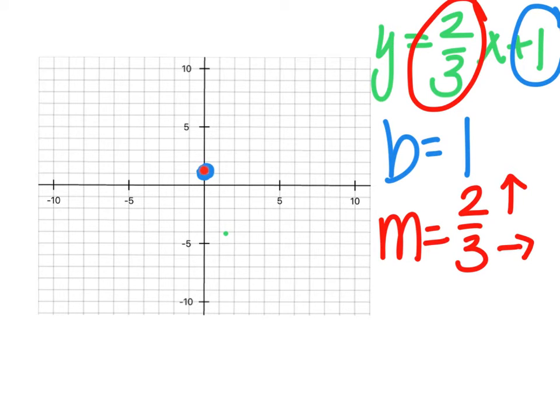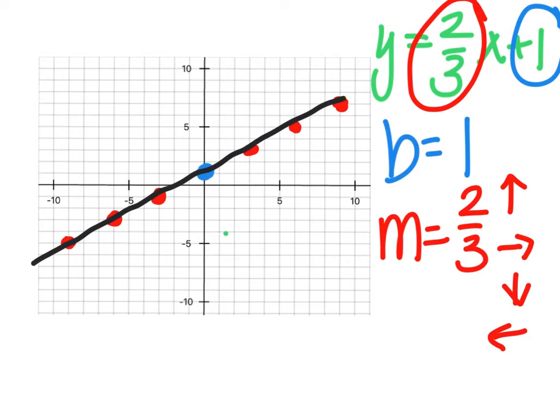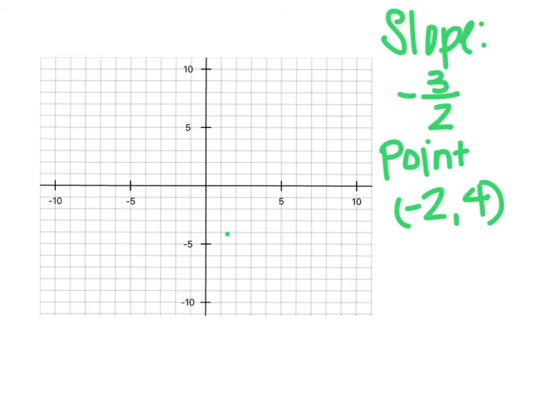So from my beginning, I'm going to rise 2 and run 3, and rise 2 more and run 3 more, and rise 2 more and run 3 more. And I can't do that again because I'm going to run off the graph, but I can do the opposite of going up and right, which is to go down and left. So I'm going to go down 2 and right 3, and down 2 and right 3, and down 2 more and right 3. So now I have enough points so I can go ahead and connect my dots. So this would be the graph of the line y equals 2/3 x plus 1.